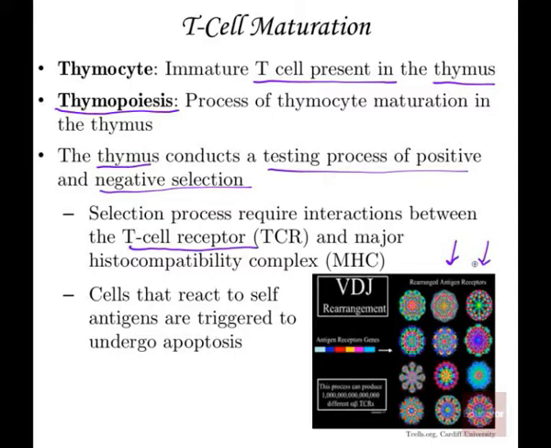Then the particular type of receptor that's already available will get called up and selected for, whereas cells that react to the self, where we have T cells that just have that major histocompatibility complex, are triggered to undergo apoptosis. So basically we have a selection process where the T cells that carry the specific T cell receptor get selected for, and the T cells that don't have that receptor get selected against, or they actually undergo apoptosis, which is another word for cell death.